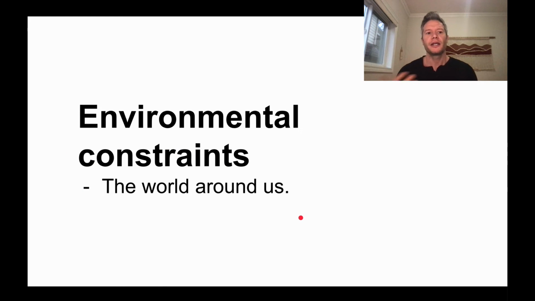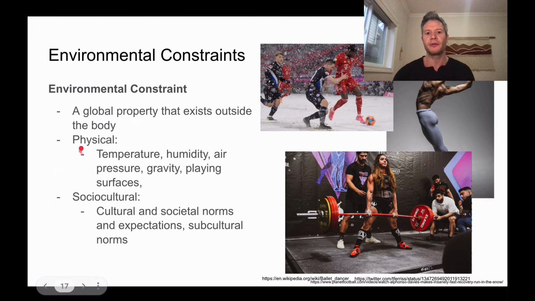Okay, next constraint would be the environmental constraint, and that's like the world around us, how things outside of us influence our movement. Now you might think of some things initially with that, but there's, for example, like temperature. You might think of the weather. That's definitely environmental. Literally, it's the environment. But other things such as the socio-cultural influences weigh heavily as an external factor or constraint on us. Okay, so they're global properties that exist outside of the body.